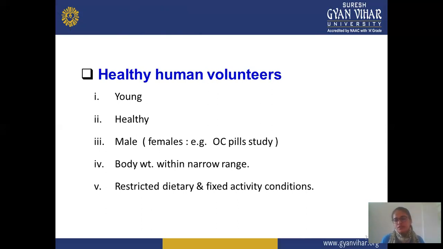Body weight within a narrow range: the body weight of that particular healthy person should be in a narrow range or according to requirement. Restricted dietary, fixed activity condition: he or she doesn't take all types of food. There's a restriction in diet, and a fixed activity condition. He or she doesn't move in unnecessary areas where the drug effect may vary or show certain error. So fixed activity condition and restricted dietary condition also apply to healthy human volunteers.